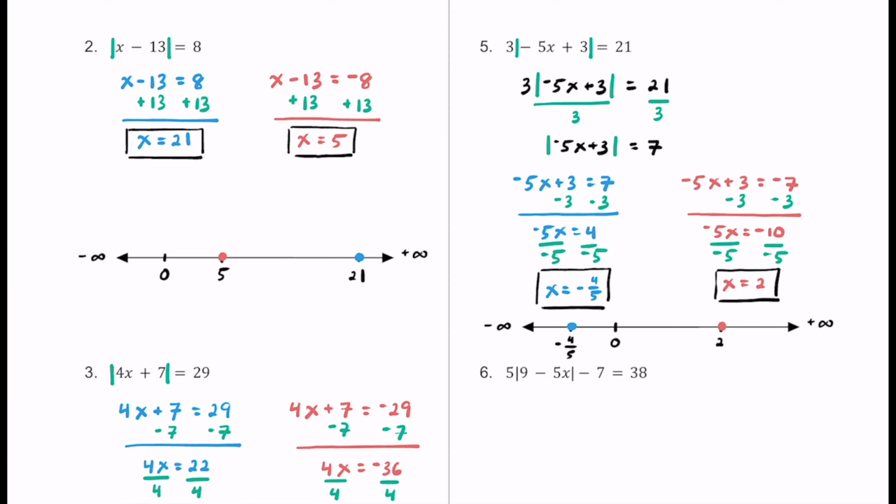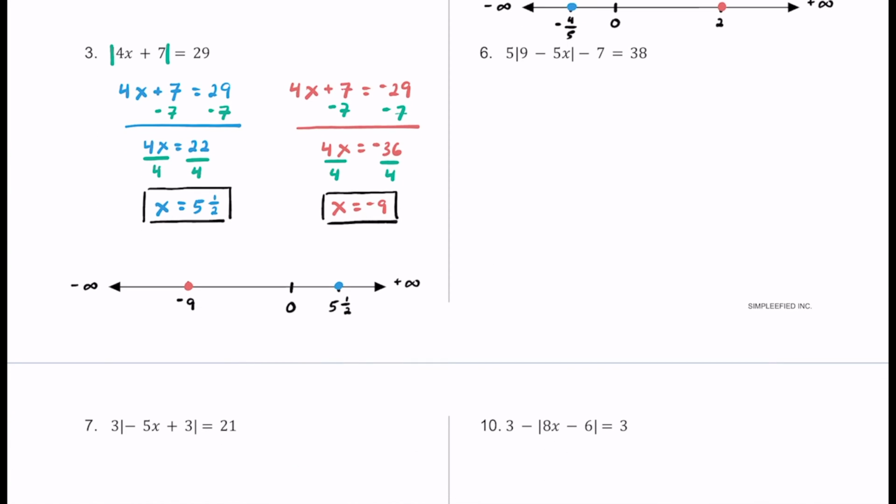For number 6, notice that we have a little bit more going on here. So we have our absolute value bar around this 9 minus 5x. Now, in order to write our two separate equations, we do have to get rid of this minus 7 first, and then we have to get rid of this 5. So here is our original equation, and we got to get rid of this minus 7 first, and we can do that by adding 7 to both sides of the equation. So if we go ahead and add 7 to both sides, we're going to be left with 5 times the absolute value of this 9 minus 5x.